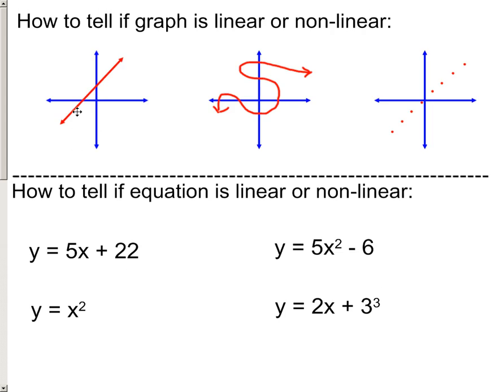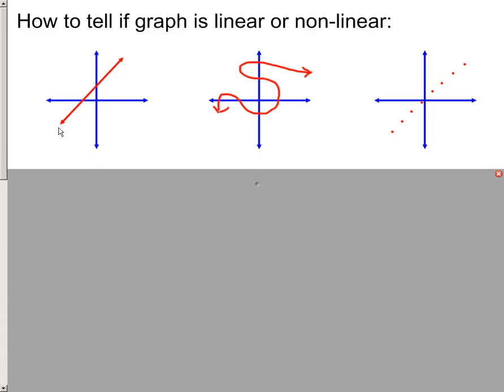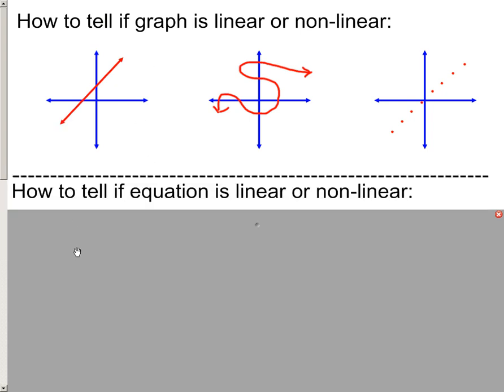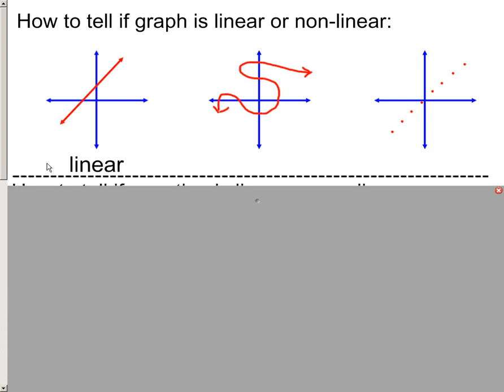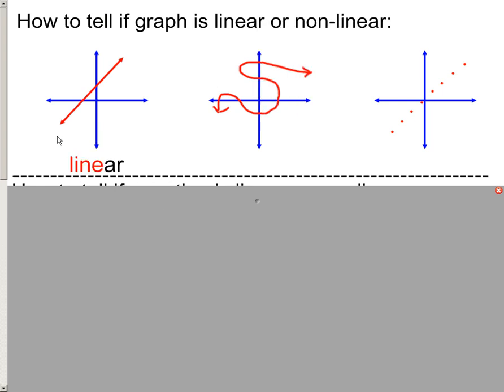So let's cover up this little bit and look at these first three graphs. If we see a straight line, it's going to be linear. Okay, so this first one is linear. There's a reason that the word line is actually inside of the word linear. So anytime you see a straight line, it's linear. If you see anything that's not a straight line, then that's obviously nonlinear.